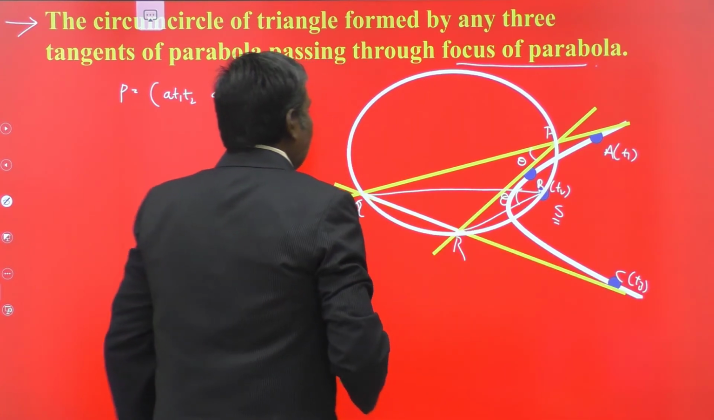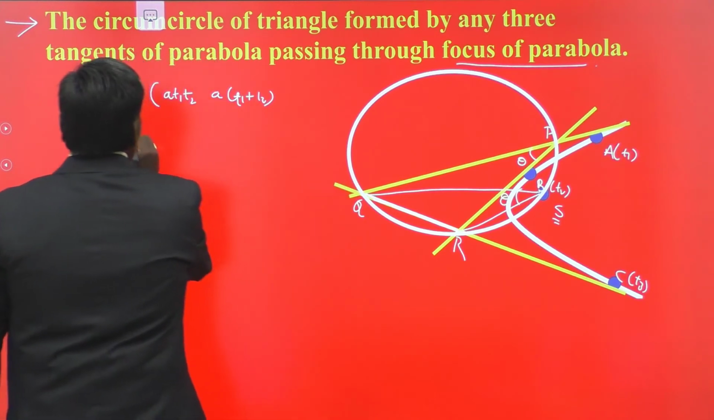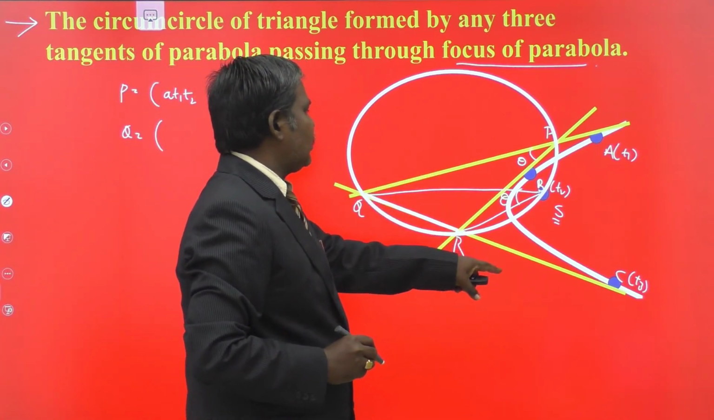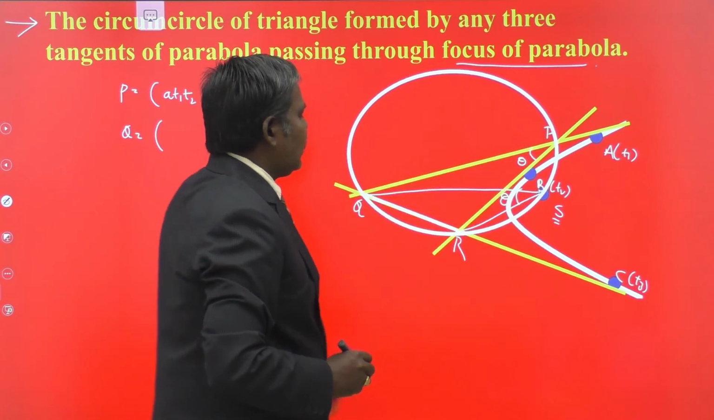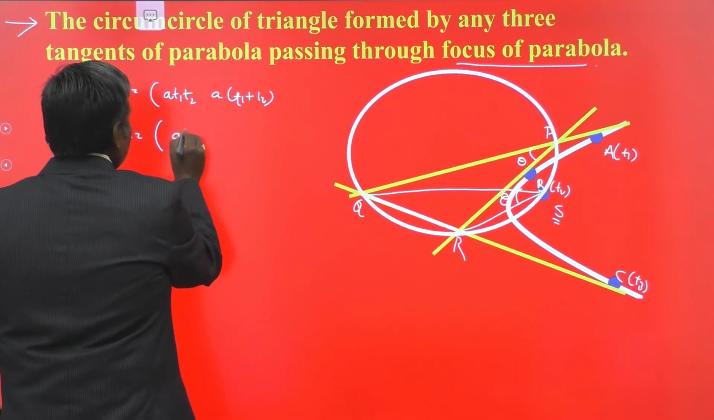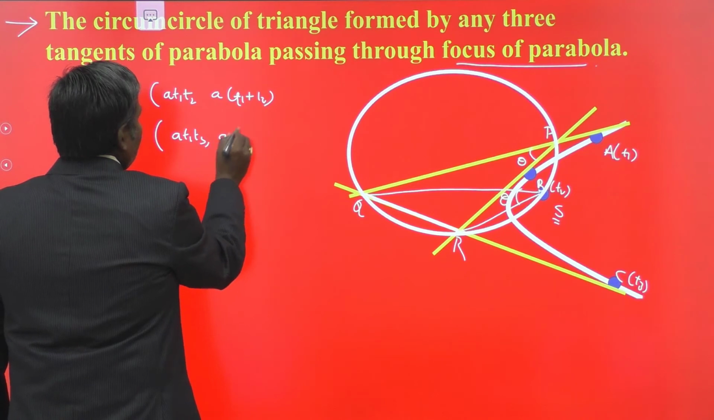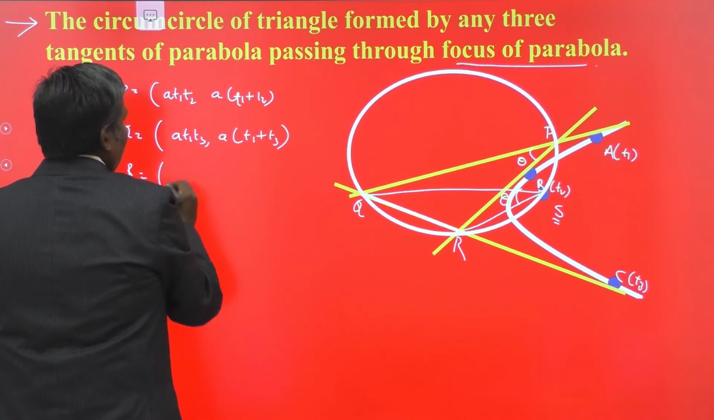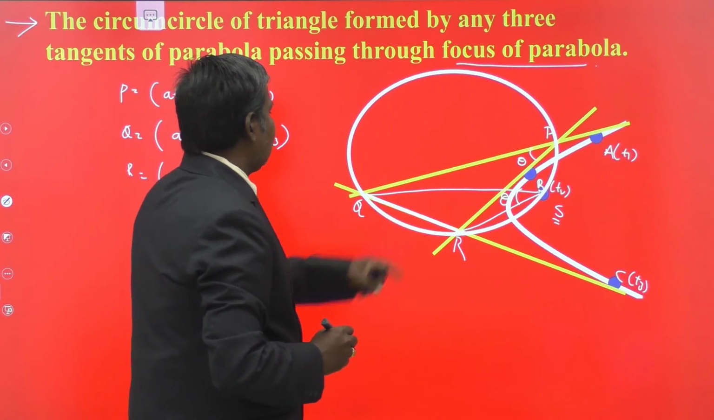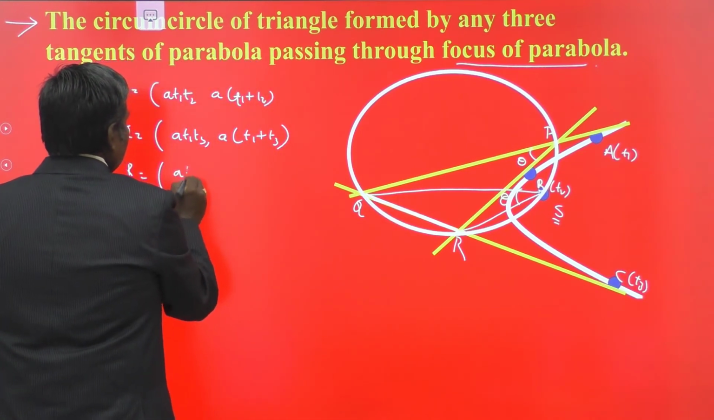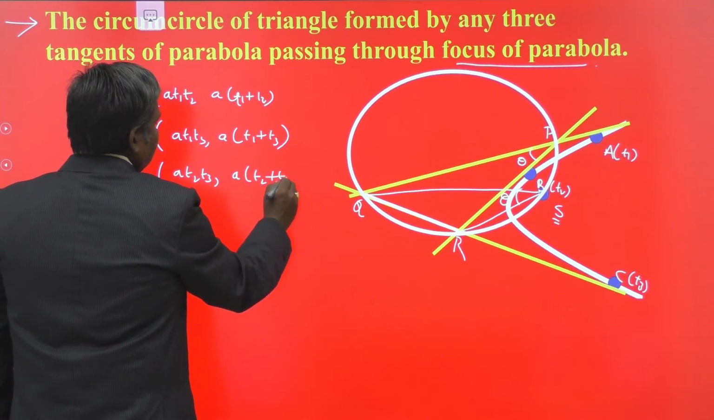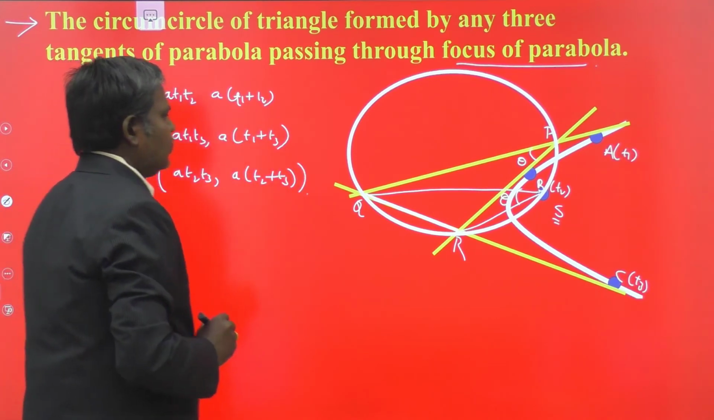Next, again, what are the coordinates of Q? Q is the point of intersection of tangents at A and C. That means (a t1 t3, a(t1 + t3)). What are the coordinates of R? The coordinates of R are nothing but (a t2 t3, a(t2 + t3)), like that.